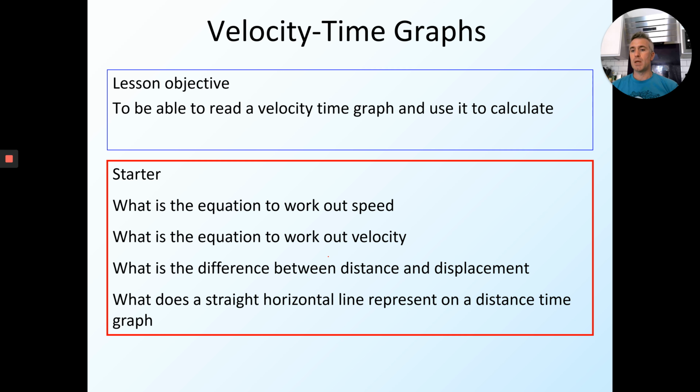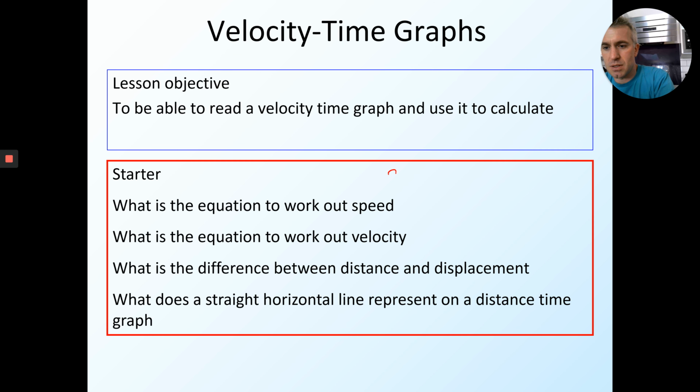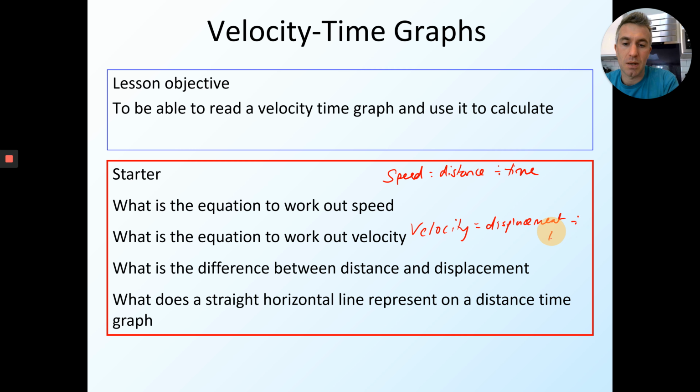Okay, cool. So, what is the equation to work out speed? Speed, silly sauces. Speed is equal to distance over time. Excellent. What's the equation to work out velocity? Very similar. The velocity is displacement divided by time. What's the difference between distance and displacement?